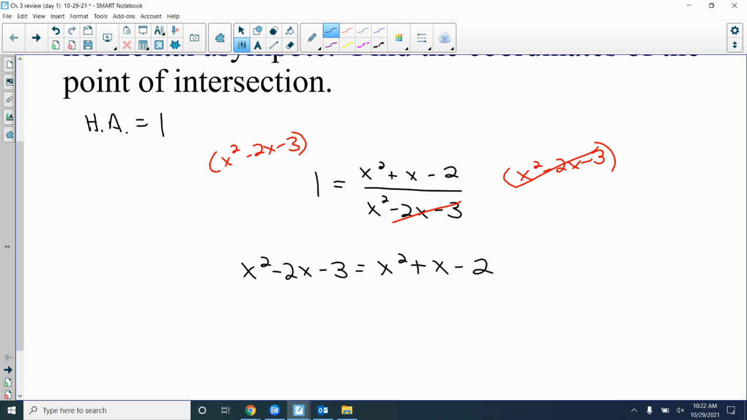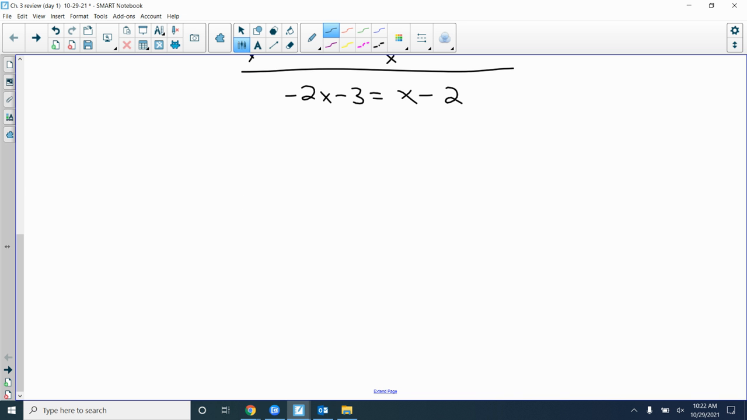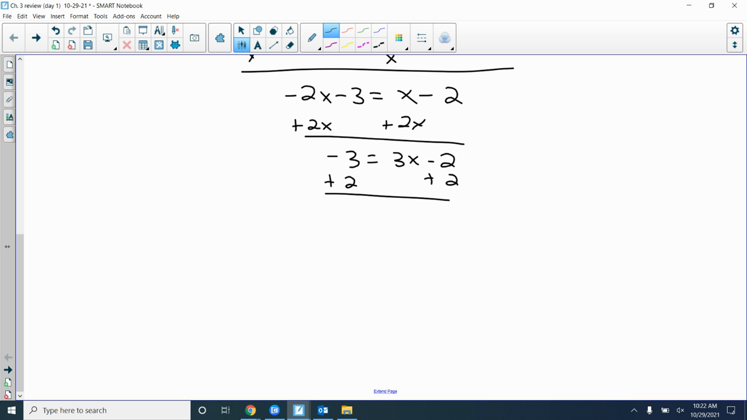So now you got an equation. What happens to our x squareds? Cancel, add up to 0. So I subtract x squared on both sides, and then I get negative 2x minus 3 equals x minus 2. So now I got a linear equation. Add 2x. I get negative 3 equals 3x minus 2. Add 2. Negative 1 equals 3x, divided by 3. X equals negative 1/3.